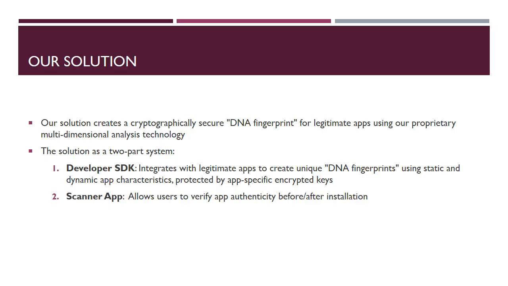And hence the other part of the solution is the scanner app. It is the public app. General users can use this scanner app to check whether the apps available have the developer fingerprints, the genuine app fingerprints, and before installation those fingerprints can be checked. So this is a two-component, simple solution: the developer SDK at the backend during development, and the scanner app in public for general cross-checking of the genuine app.